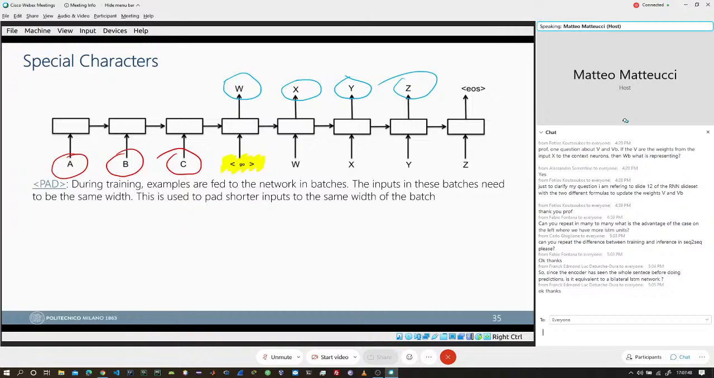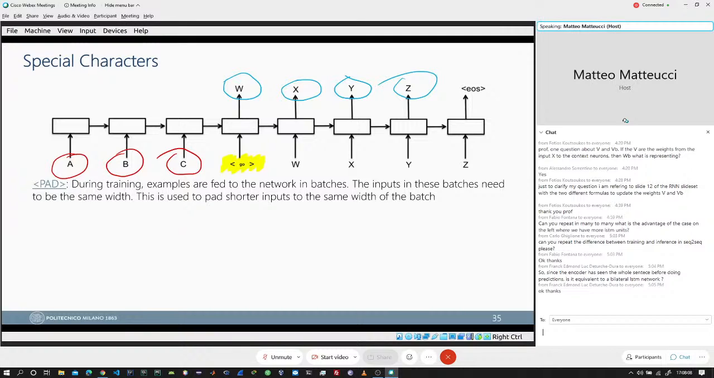Now, as you have seen in the homework, the way you set up the training is by using batches or mini batches. Data in each batch or mini batch should have the same size.